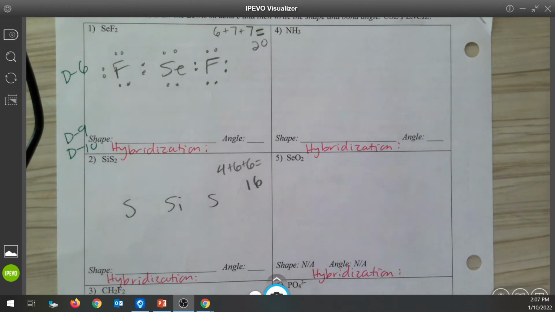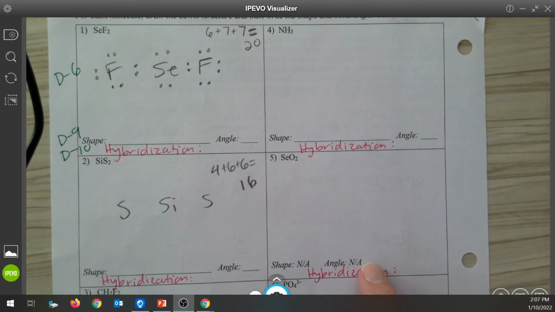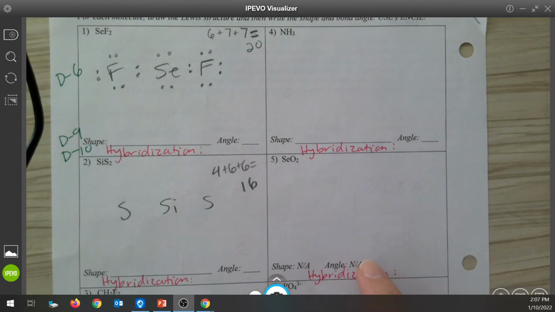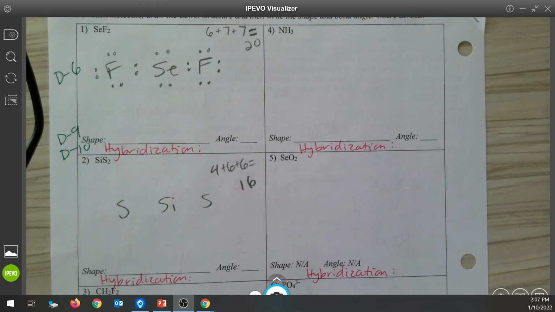For number 5, you don't have to tell me the shape or the angle, because it's a shape and angle we didn't learn, okay? But for number 5, you can still figure out the hybridization. All right, so take a couple more minutes and then we'll go over these.